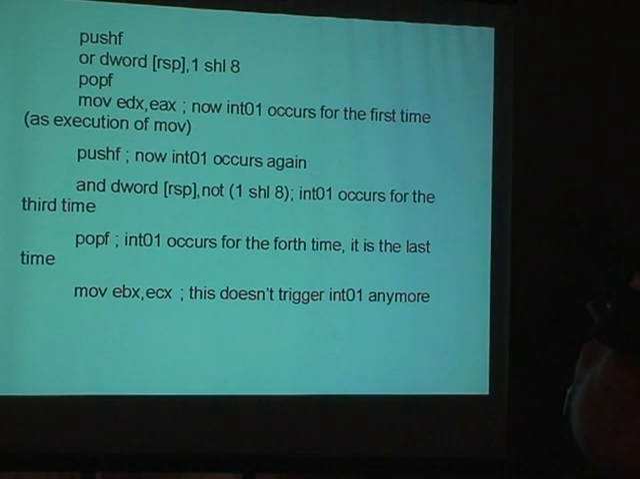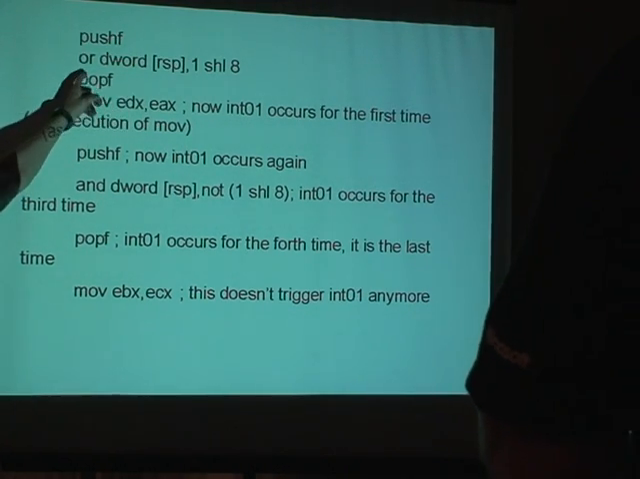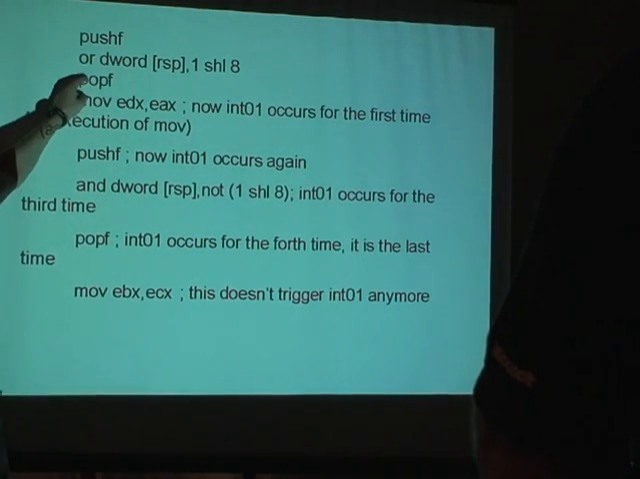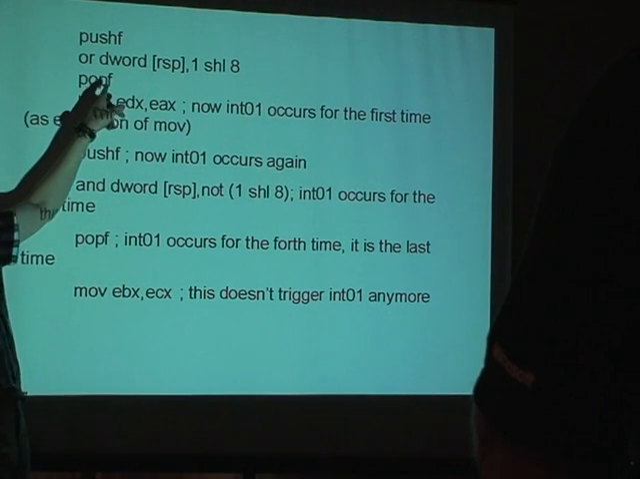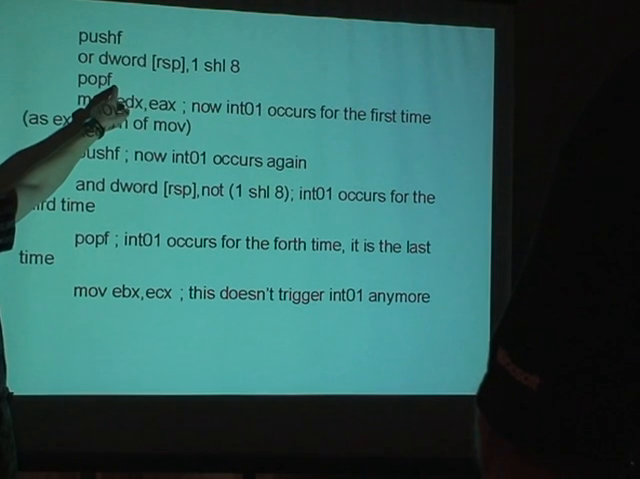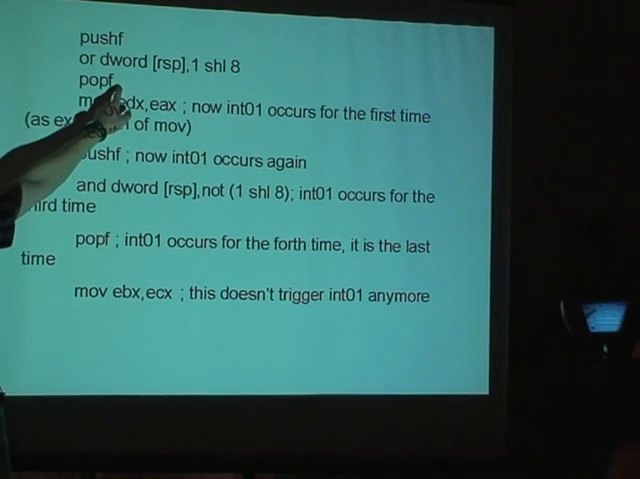So this is the sample. I will explain what happens. We push flags, then we turn on bit 8 in the stack, and then we write it into flags back. At this point, as this instruction is completed, the trap flag is set.